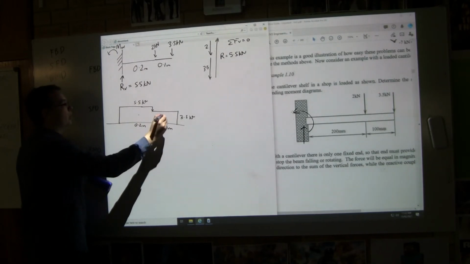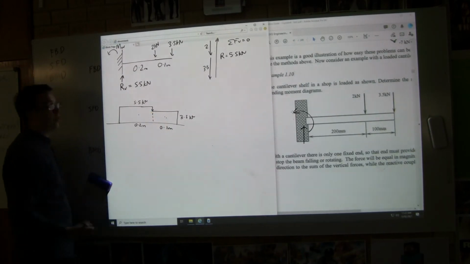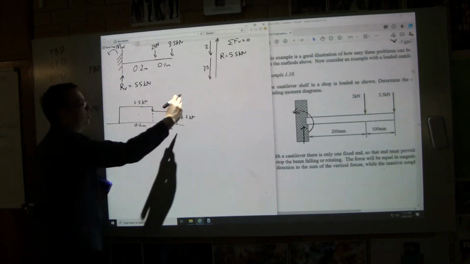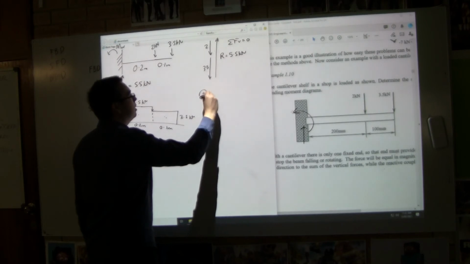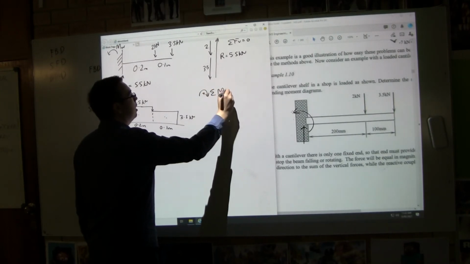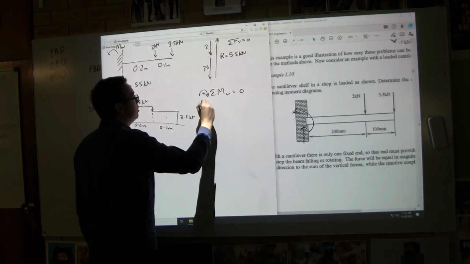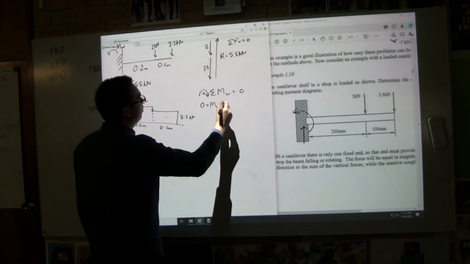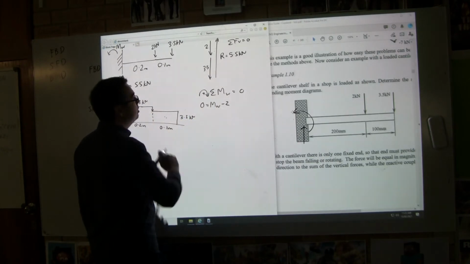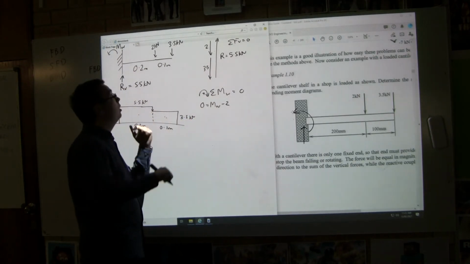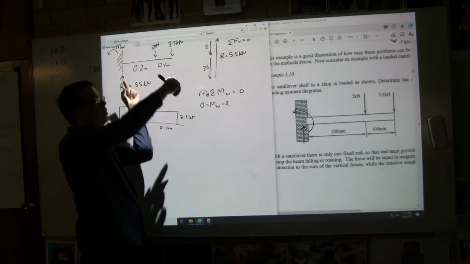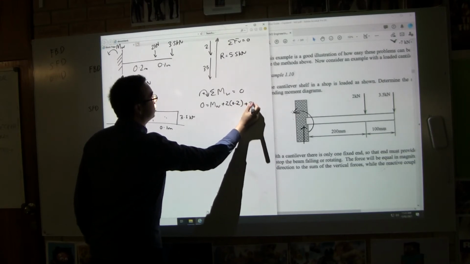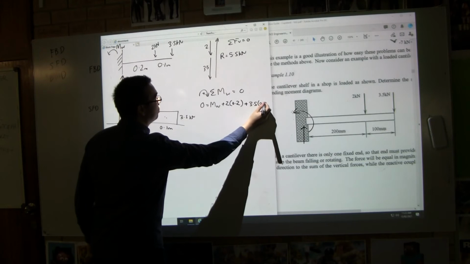So we're going to call that area 1 and area 2. You okay with that? Okay. Now, what we have to figure out is what is this value of MW? So we're going to say the sum of the moments at the wall equals 0. So 0 equals MW, because there's some force going on there. And then what's our next force? 2 meters. Is it going clockwise or anti-clockwise? Clockwise times 0.2, and then another clockwise 3.5 times 0.3.